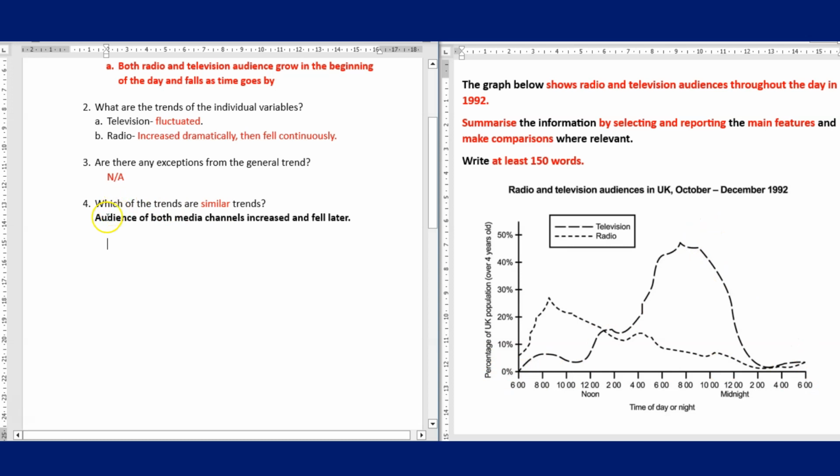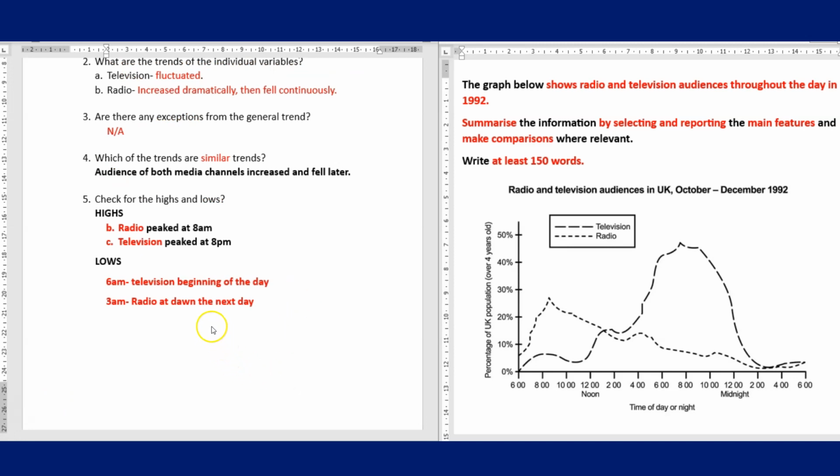Okay, so they all have similar trends. So the audience of both media channels increased and then fell later. So that is the general trend for both of them. There is no exceptions actually. So let's go on to the next question.